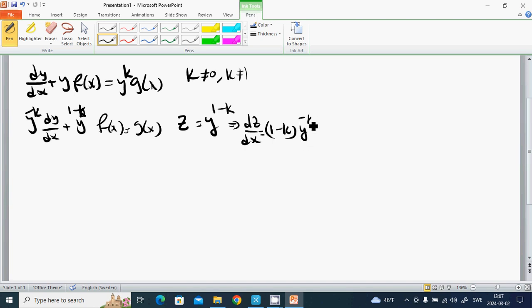Y to the power of 1 minus k, d by dx. We are putting that in, then it is 1 divided by 1 minus k, dz/dx plus z f of x equals g of x. And it is a linear equation of the first degree, and we can solve it.